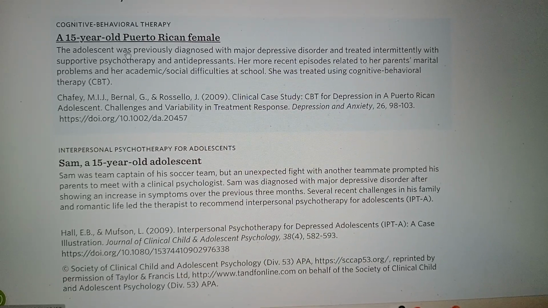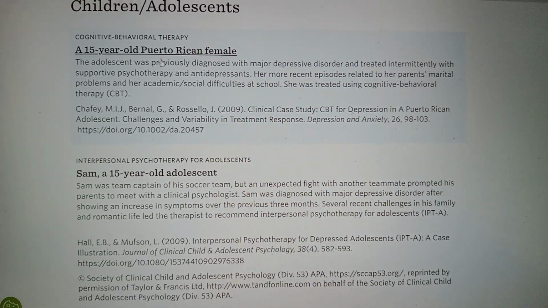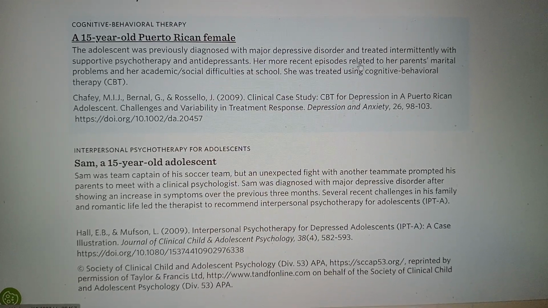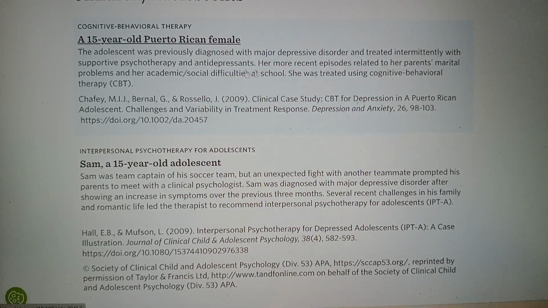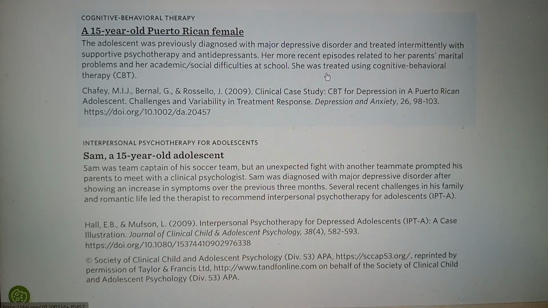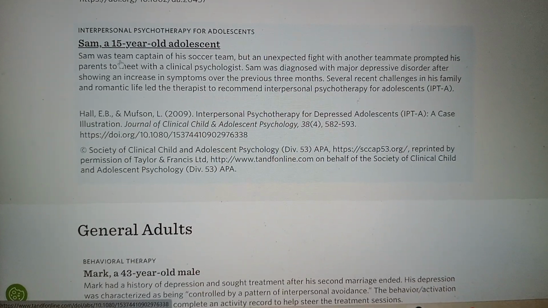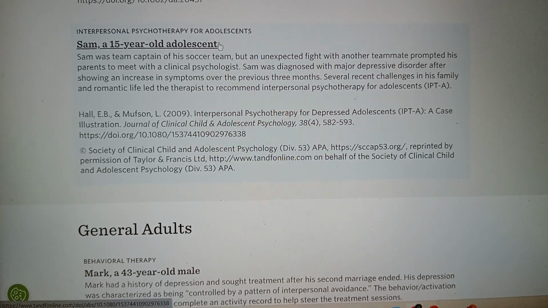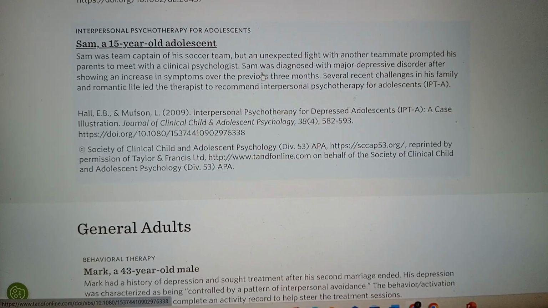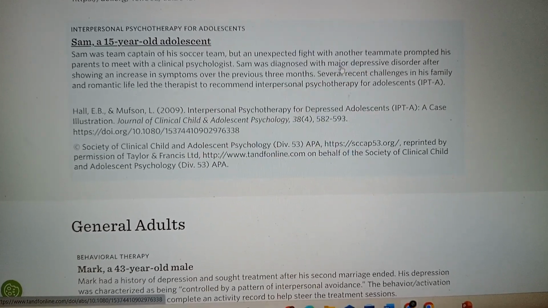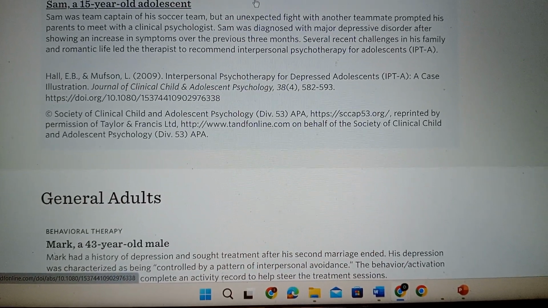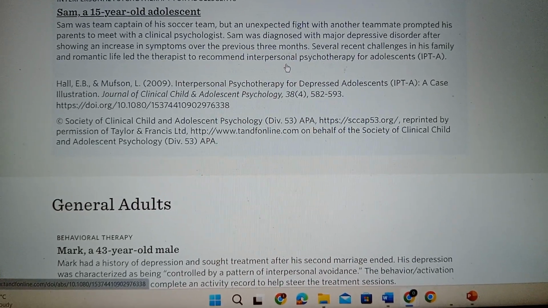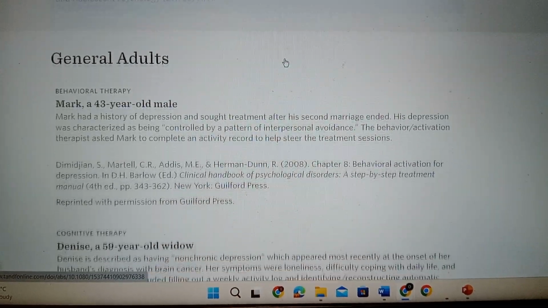The adolescent was diagnosed and treated intermittently with supportive psychotherapy and antidepressants. Her more recent episodes related to her parents' marital problems, and she was treated using cognitive behavioral therapy. Sam was team captain, but an unexpected fight with another teammate prompted his parents to meet with a clinical psychologist. Sam was diagnosed with major depressive disorder after showing an increase of symptoms, and several recent challenges led the therapist to recommend interpersonal psychotherapy for adolescents.